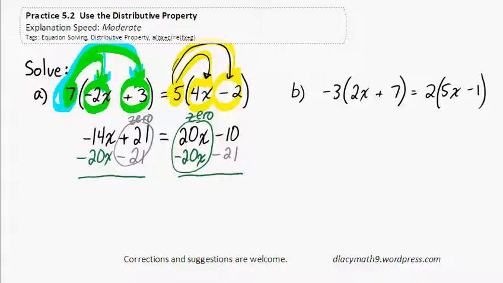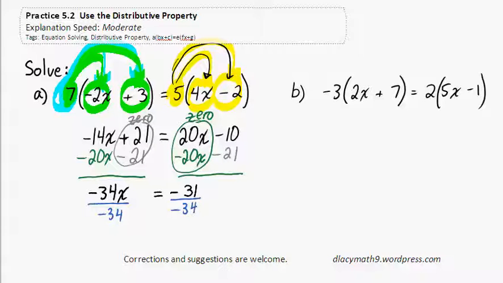Here I go. Negative 14x and negative 20x is negative 34x. And that is equal to negative 31. Well, I'm going to divide both sides by negative 34.